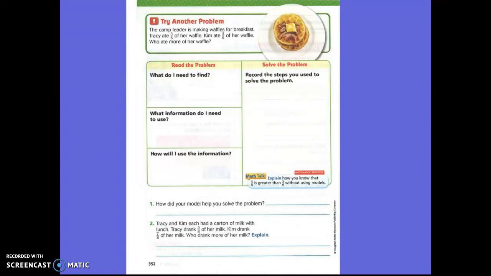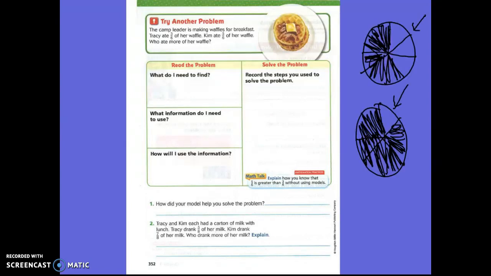Tracy and Kim each had a carton of milk with lunch. Tracy drank 5/8 of her milk. Kim drank 7/8 of her milk. Who drank more milk, and explain? Okay, we're going to work it out like we did this. So who drank more of their milk, Tracy or Kim? Kim. Okay, Kim, because, what did you guys say we looked at, Aubrey? The denominator.